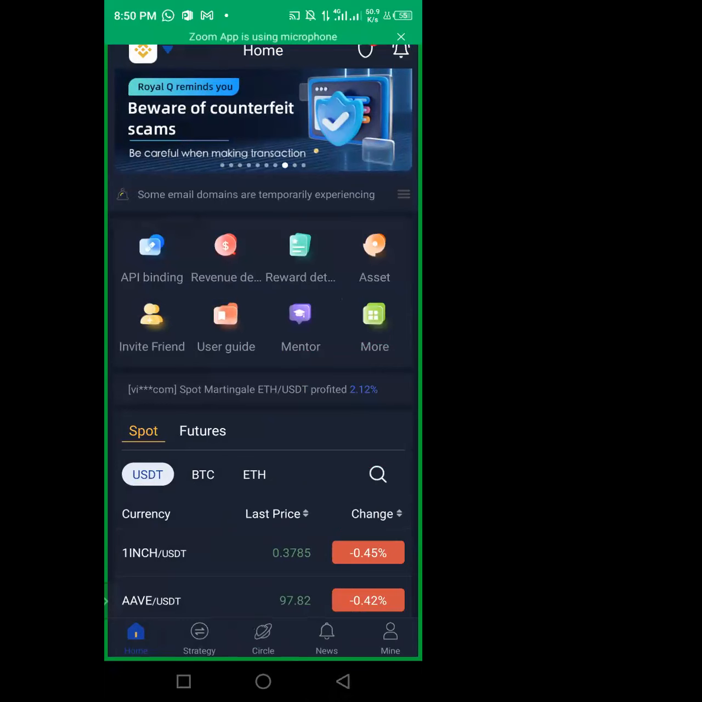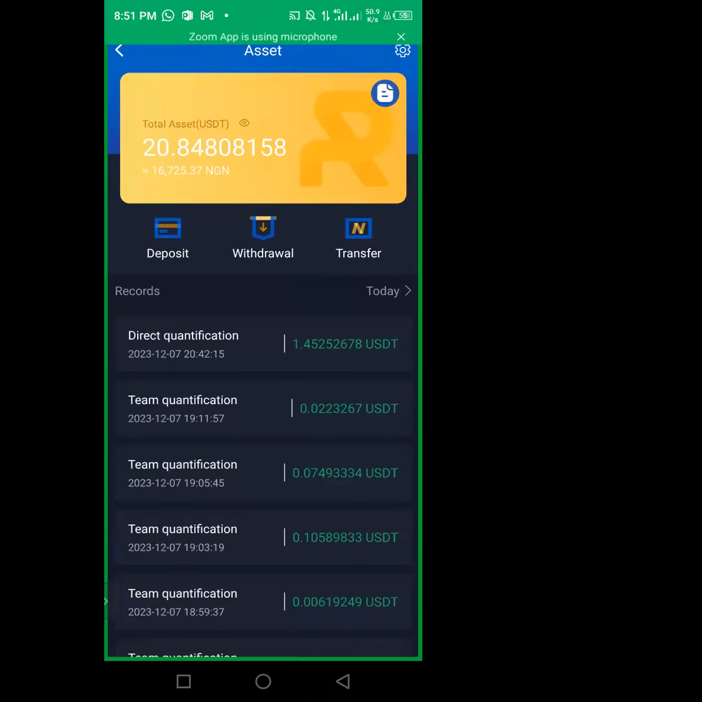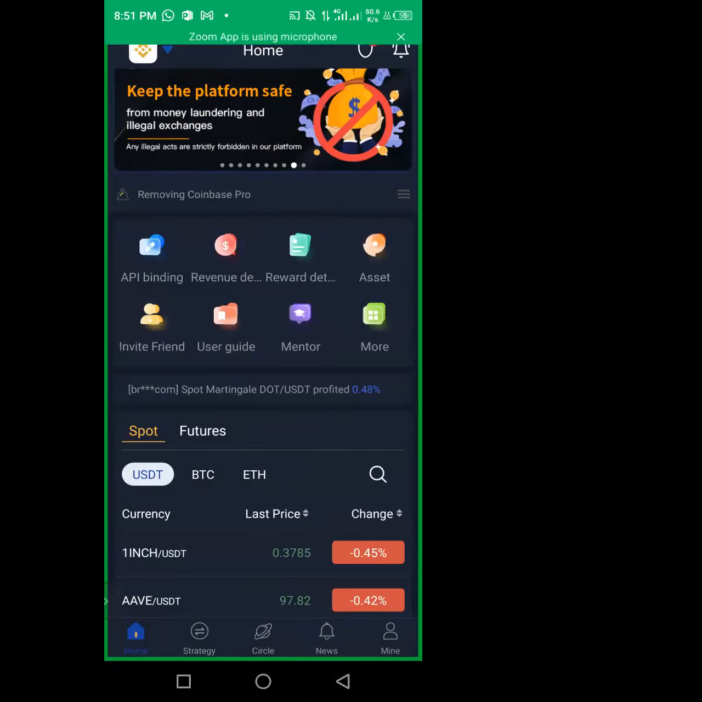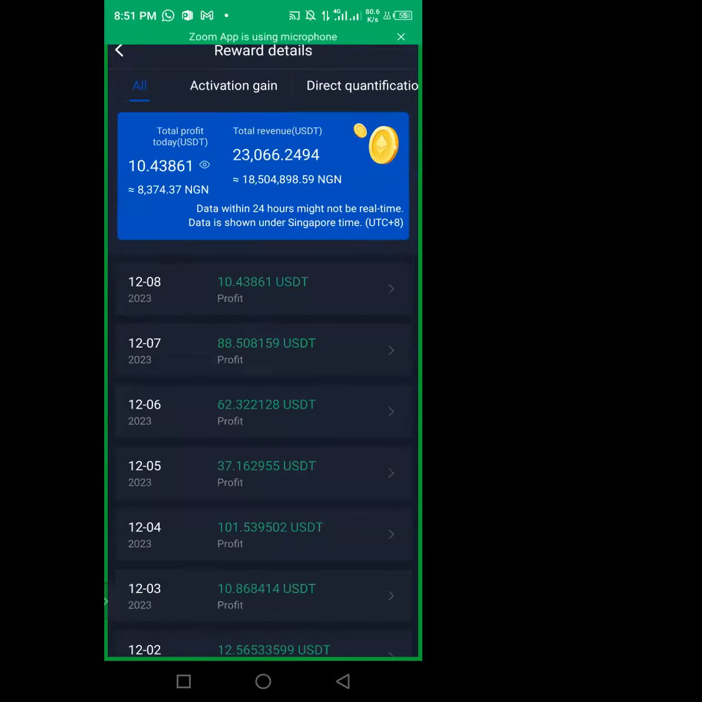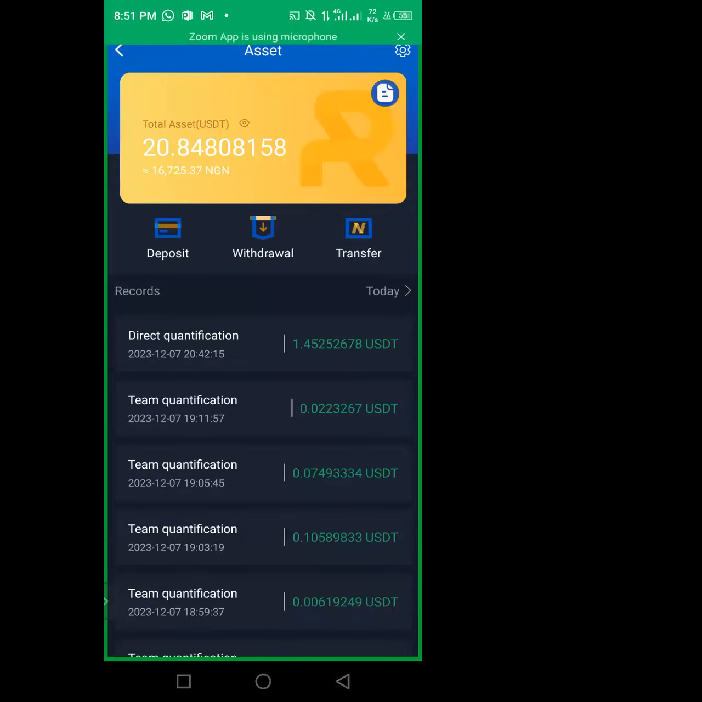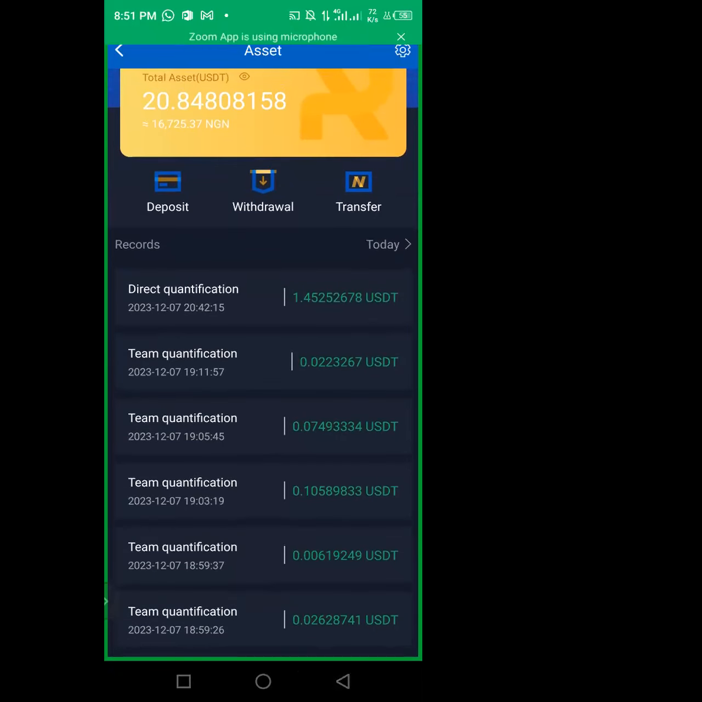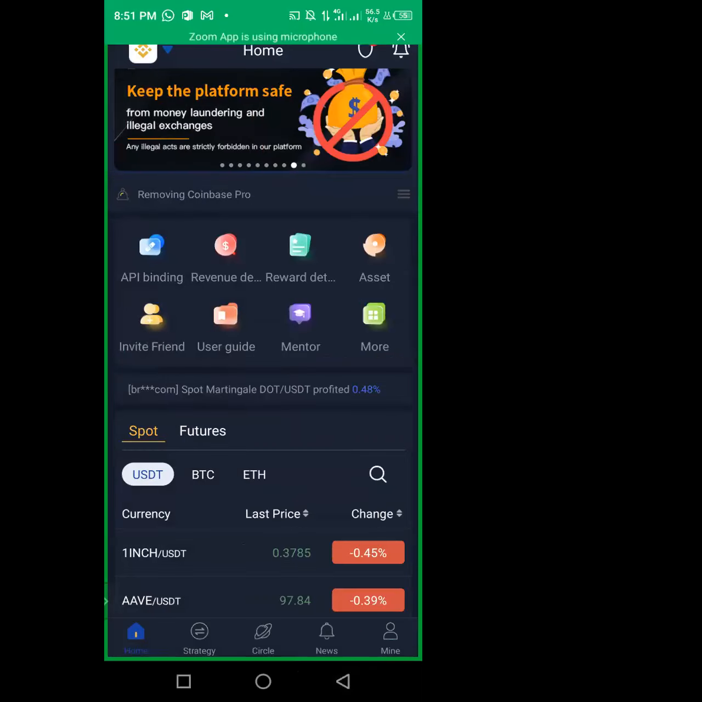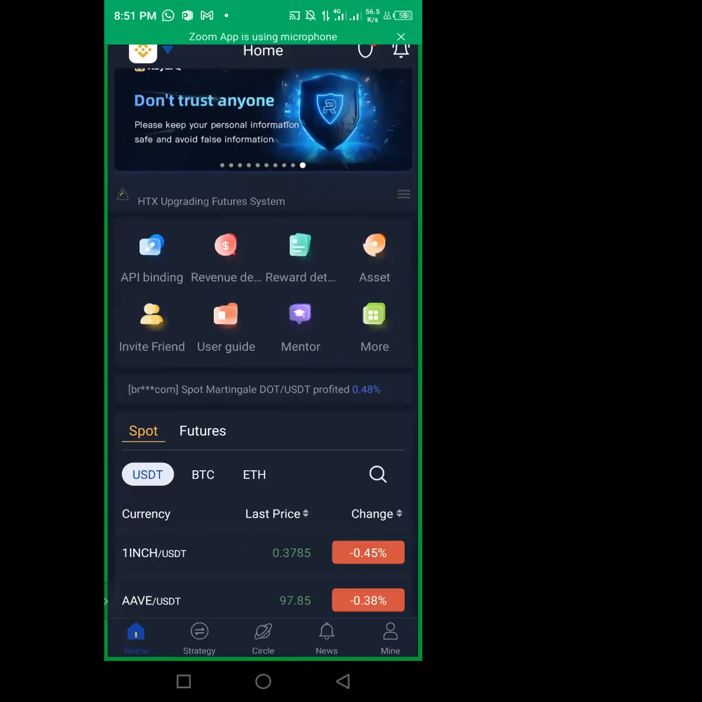Now we have the assets. This is where the money you see here in rewards, all the money you are seeing here in rewards, this is where in assets you can withdraw them. You can see deposit, you can deposit, you can withdraw, and you can transfer. Only your rewards as a shareholder, only your rewards as a shareholder you can withdraw.